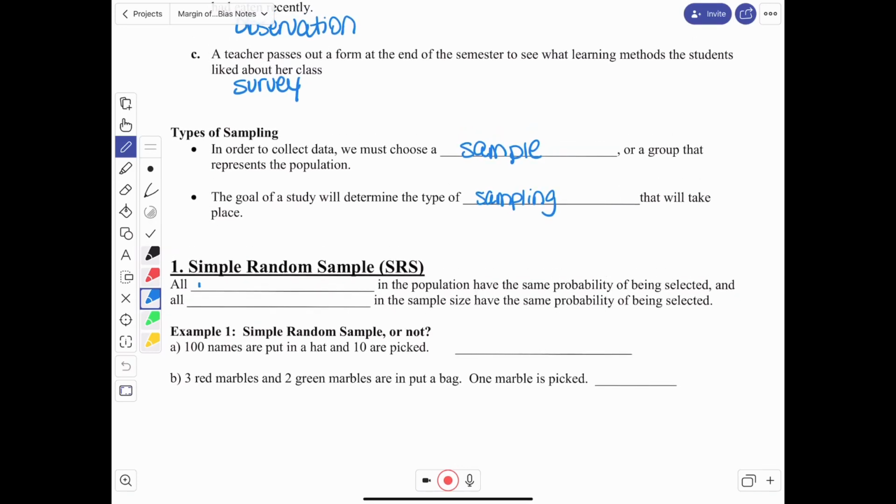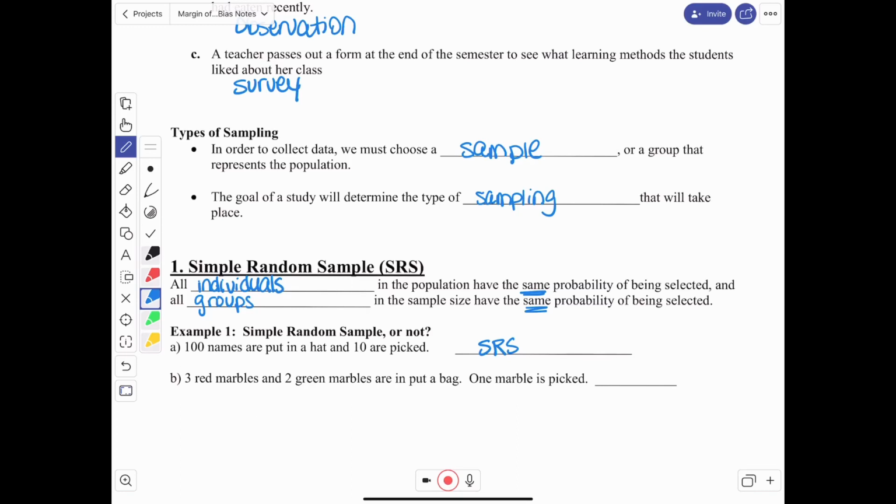So a simple random sample. So all individuals in the population have the same, that is the key word here, have the same probability of being selected in all groups. And the sample size have the same probability of being selected. So here's an example. 100 names are being put in a hat and 10 are picked. So this would be a simple random sample. We often abbreviate by SRS.